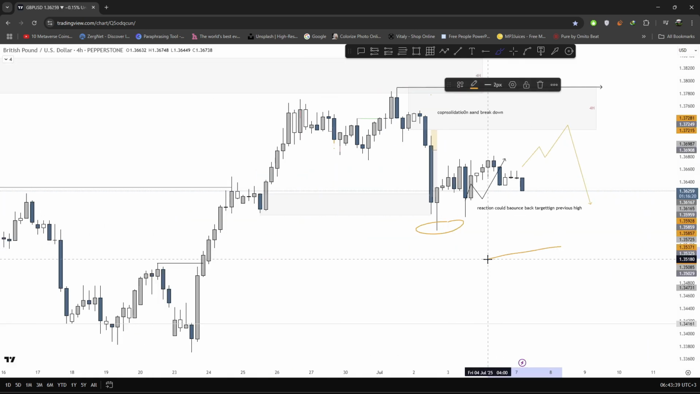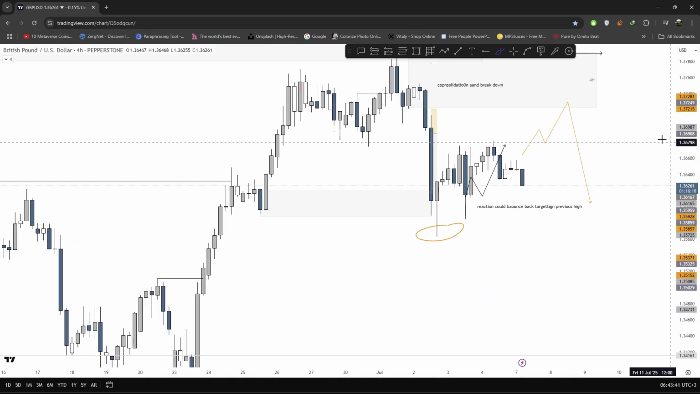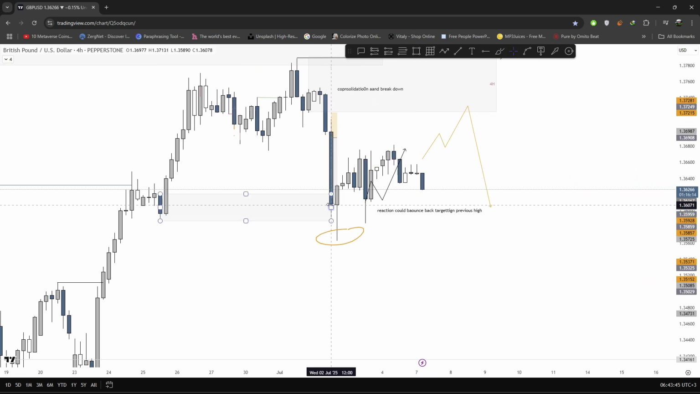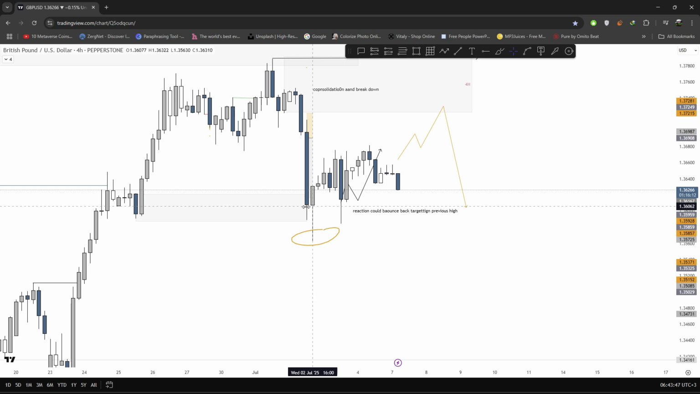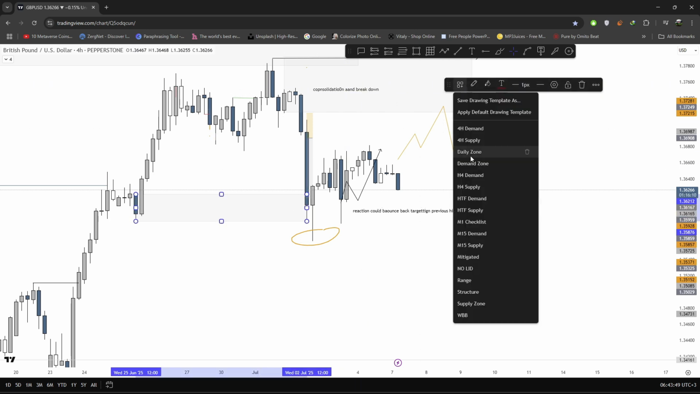that swing pullback has already begun. Okay, so for here, maybe continuation sells. We can see that one has been mitigated as price continues to the downside.